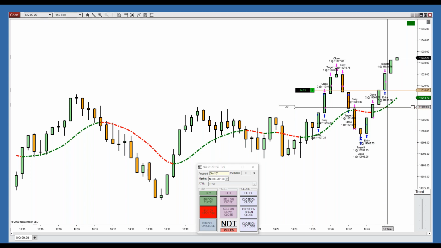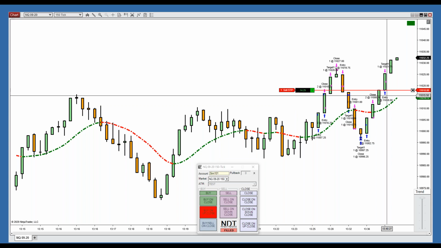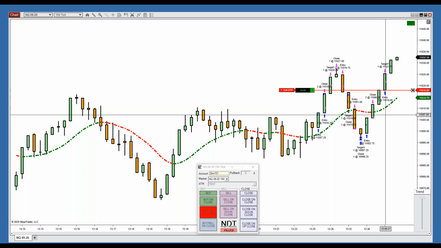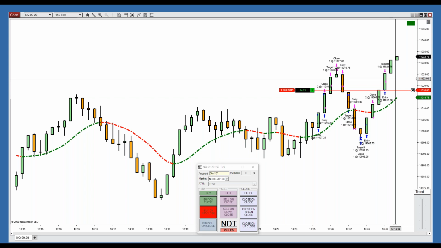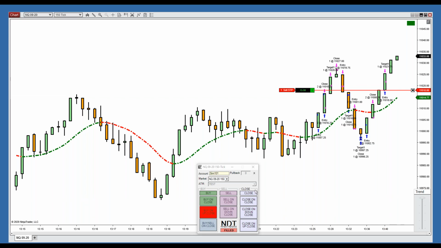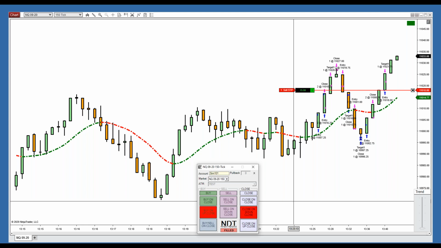Now, Sergio did not configure the stop to move to break even, so I'm just going to move it up there. But believe me, we can do that. Very, very easy for you. Now, I'm going to let it go one more candle up. In fact, what I'm going to do is move it down now. And we're going to hit the close on a down close button.